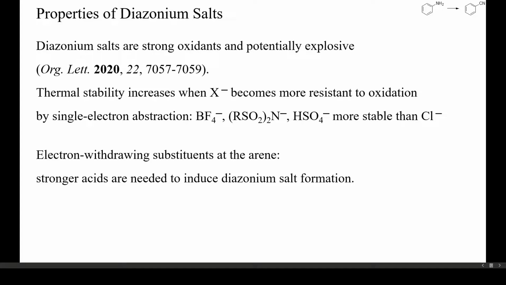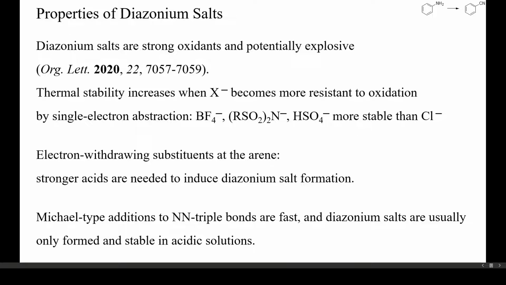The less basic the aniline, the more difficult becomes the last dehydration step. Diazotation of nitroanilines, for instance, will require more and stronger acids than alkyl or alkoxyanilines. The diazonium group is strongly electrophilic and sterically highly accessible. Michael and other additions to the diazonium group are therefore fast reactions. All kinds of nucleophiles can add, including water, and diazonium solutions are therefore only stable when kept acidic.